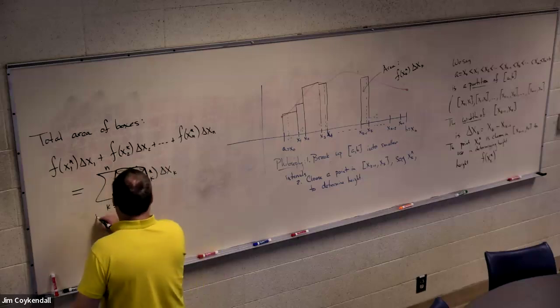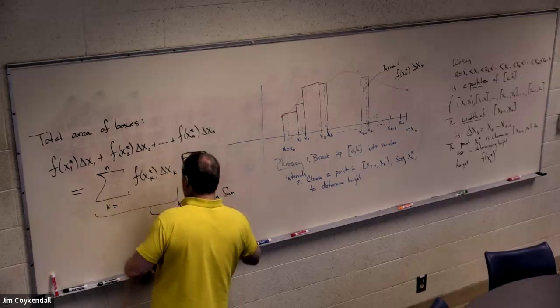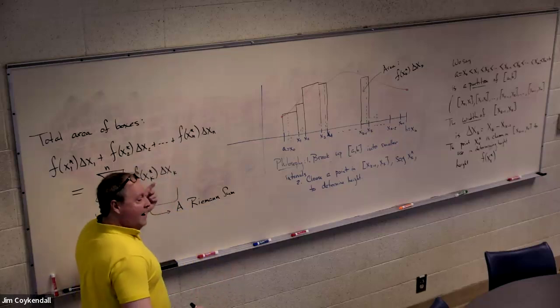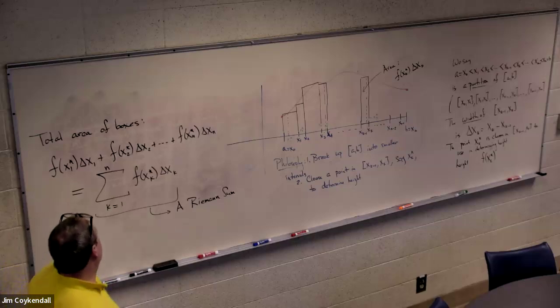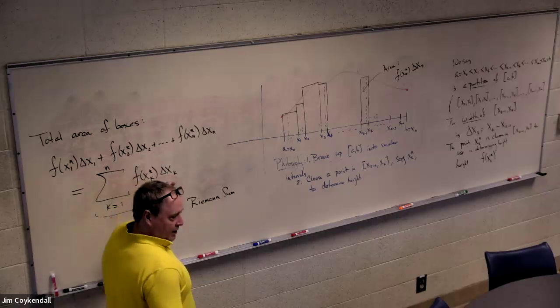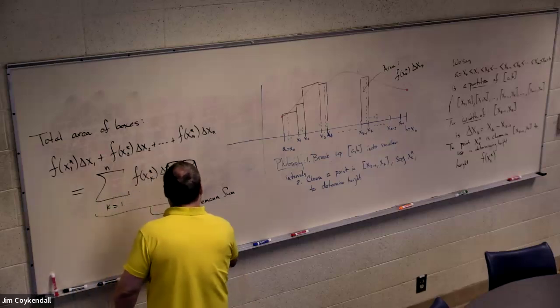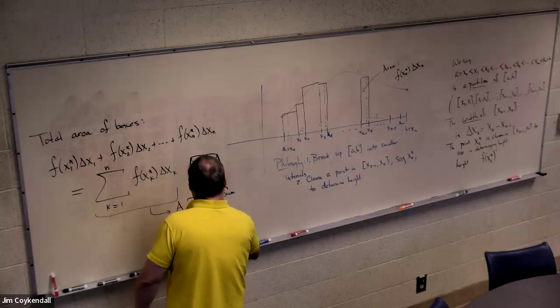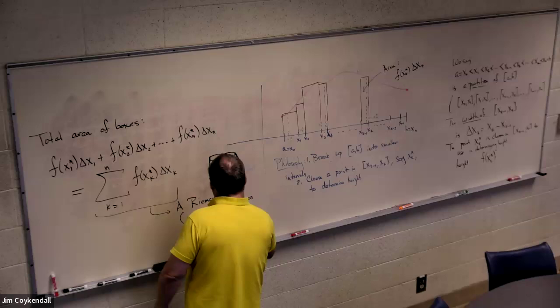This thing is called a Riemann sum. It is any sum of this form, f of something plugged in times a little width. Actually, it doesn't just have to be a positive function, but we'll get to that. Any sum of this form, f of something plugged in times a little change in x, is called a Riemann sum. And this is our approximation for the area under the curve.